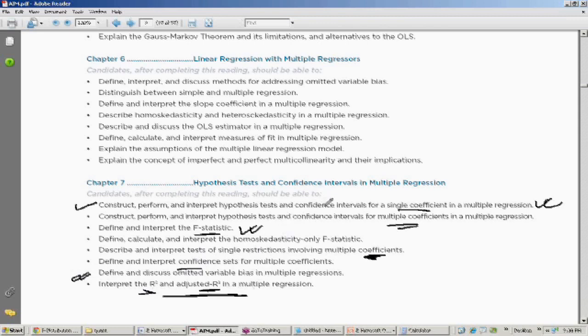We have computed r square and adjusted r square in multiple regression. So see the idea: if you have covered the simple linear regression part very well, the multiple linear regression part is not that difficult. It is not at all difficult if your simple linear regression part is over.